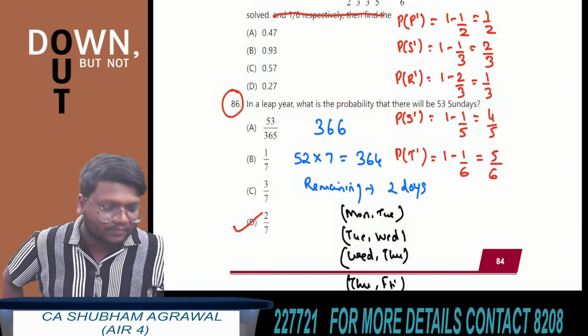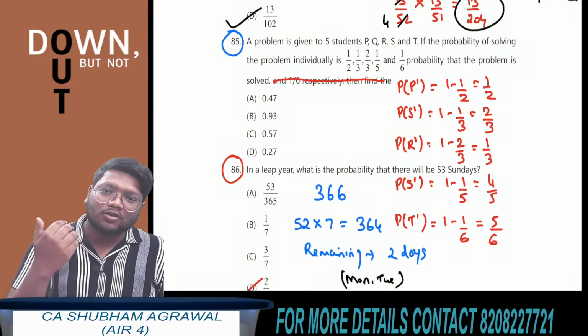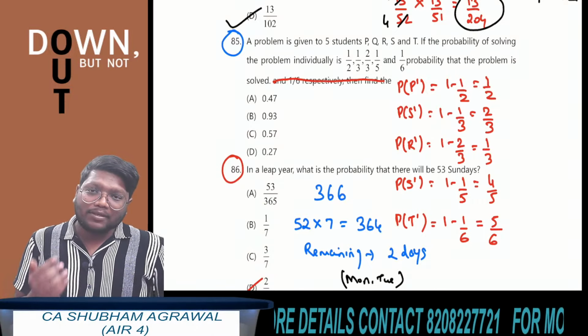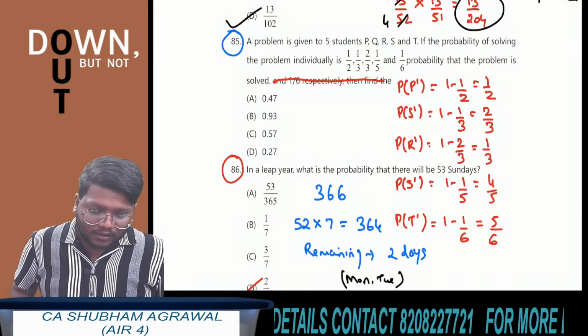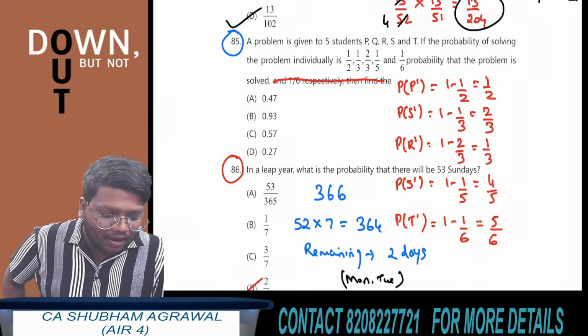Okay. Now we are finding the probability that a problem is not solved by any of the students. First we are finding the probability that a problem is not solved by any of the students. So how to find the probability that a problem is not solved by any of the students? You have to multiply all these probabilities.